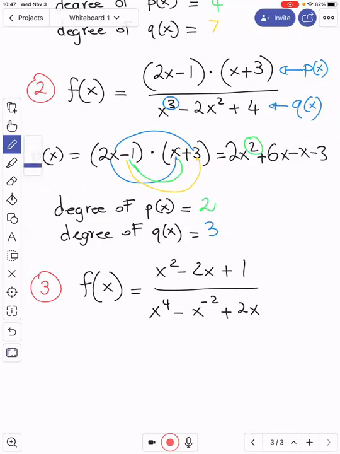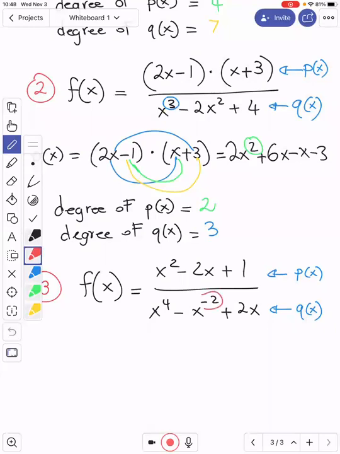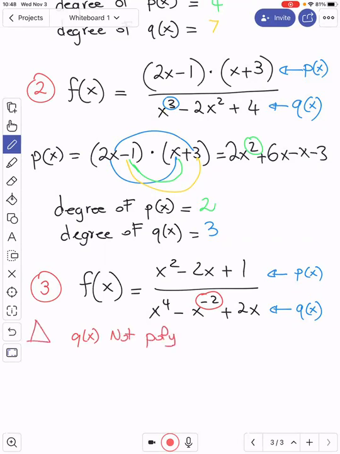So here this is q, right? And here's your p. So just be careful here. In this q, this power here is negative, right? And when you have a negative power, then your function is not a polynomial, right? So q here is not a polynomial, because of the negative power. So then this f is not a rational function.